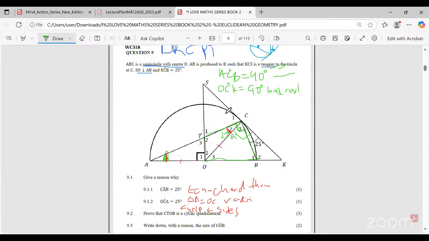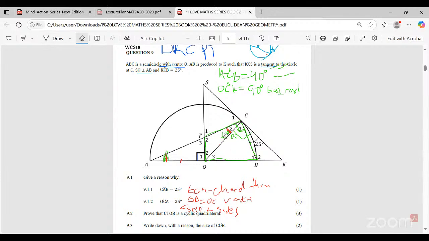So let me ask you. Sorry to interrupt you, sir. Then we would have to prove that CTO and CBO when added together are 180 degrees, sir. So that's why I'm trying to figure out the angles first. Then also TOB, you can prove that TOB plus TCB is 180 degrees. Can't you? Yes, sir, you can.